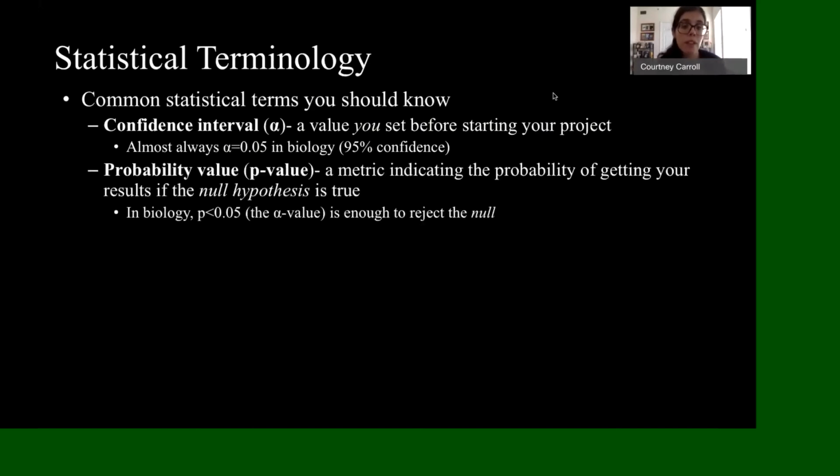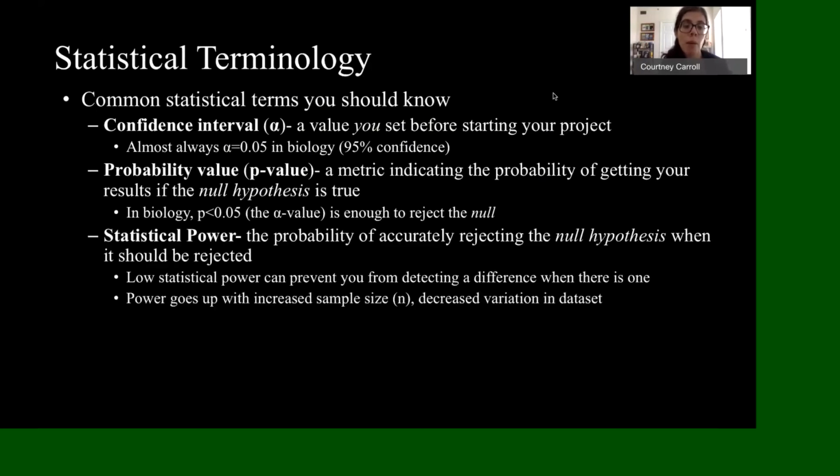The probability value, or the p-value, is a metric that indicates the probability of getting your results if the null hypothesis was true. So that's getting the results that you see just by random chance, not that the independent variable is affecting the dependent variable, but just randomly by chance, you got that data. In biology, again, usually we set our p-value at less than 0.05, which is our alpha value. See how those numbers are related to each other? Usually that is enough to reject our null hypothesis. But again, it depends on the situation that you're working in.